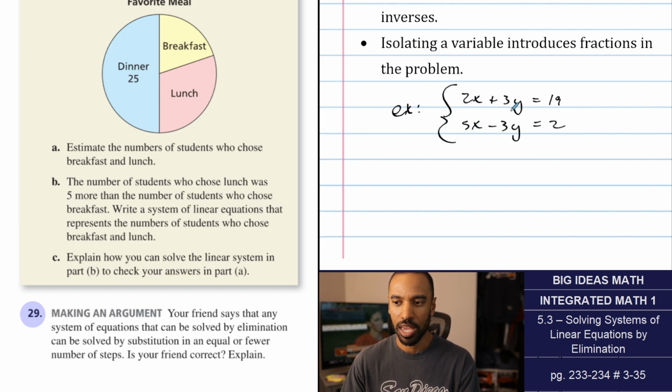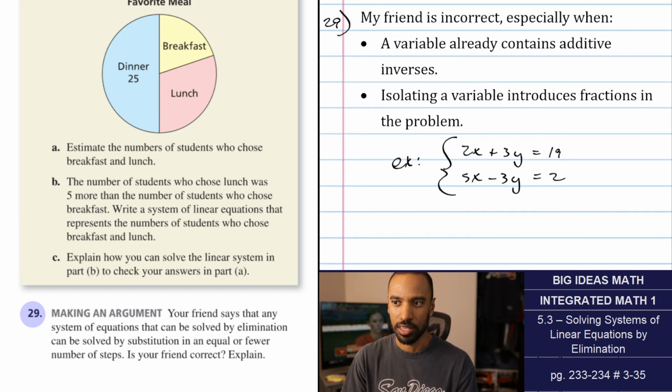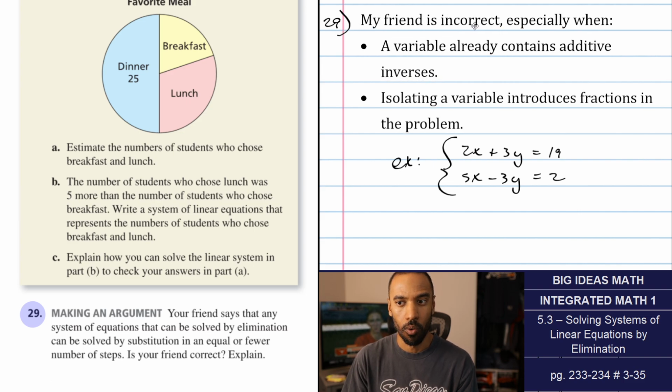I want to use the curly braces again. And no, your friend is incorrect in that way. Can you solve using substitution? Yes. Would I? No.